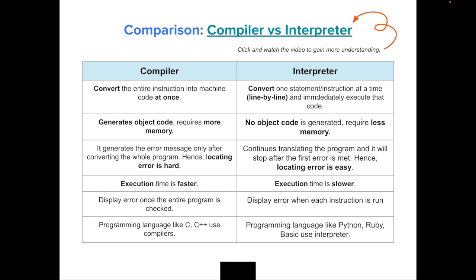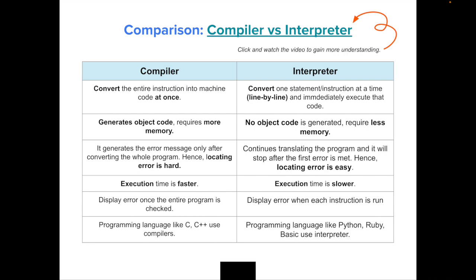Tapi, interpreter pula, okay, dia continues translating the program and it will stop after the first error is met. Hence, locating error is easy. So, setiap kali jumpa error je, dia berhenti. Jumpa error je, dia berhenti. So, senanglah kita nak fix ataupun nak trace error tu kan.